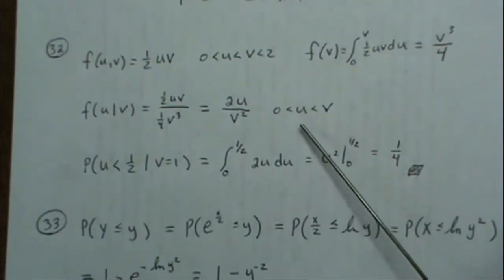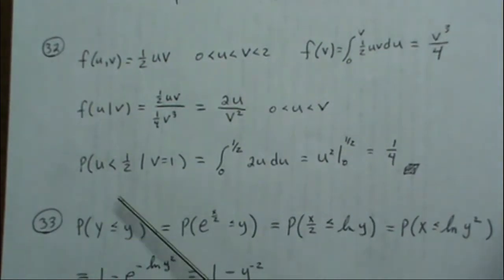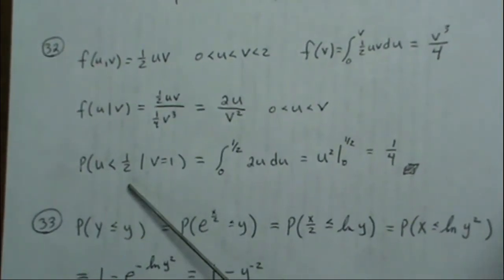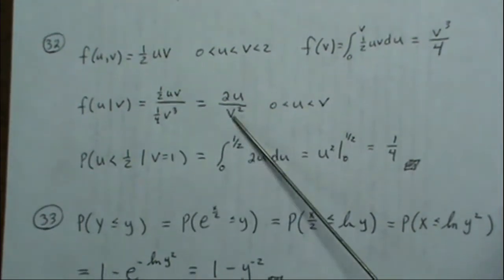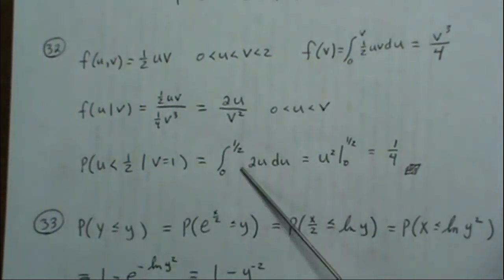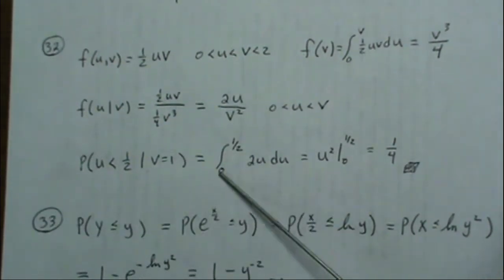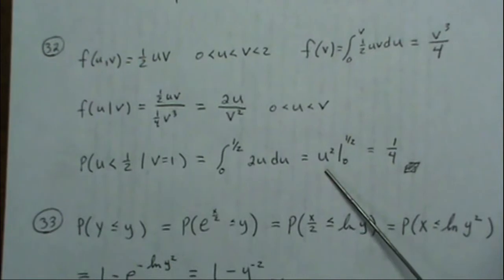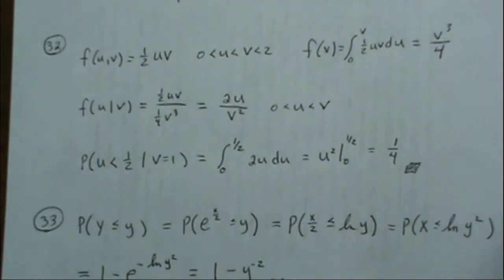Now remember, u is between 0 and v. So the probability that u is less than 1/2 given v is equal to 1. So you plug in 1 to this equation, and then you're only left with 2u. And we want u to be less than 1/2, so we're integrating from 0 to 1/2. Integrate, plug in the values, we get 1/4.